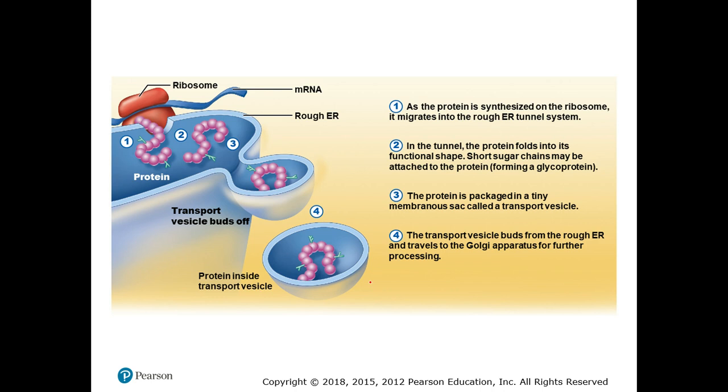Here is a picture of your rough ER where a protein was made on a ribosome. It goes through the ER tunnel system where it is then put into a vesicle or a little bud, and it is then transported to wherever it needs to go. For example, in this picture, it's saying that it's going to travel to a structure that we're going to talk about in a few slides called the Golgi apparatus.